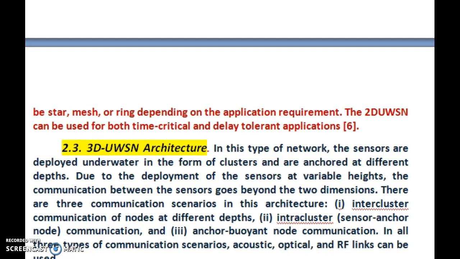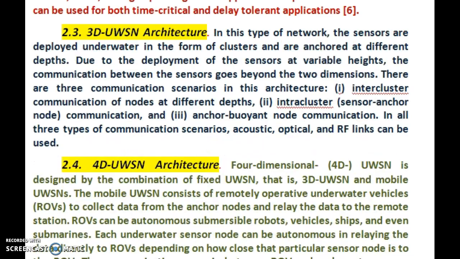Now the third one is the 3D UWSN architecture. In this type of network, the sensors are deployed underwater in the form of clusters and are anchored at different depths. Due to deployment of sensors at variable depths, the communication between the sensors goes beyond two dimensions. There are three communication scenarios in this architecture. First is inter-cluster communication of nodes at different depths. Second is intra-cluster sensor and anchor node communication. And third is anchor and buoyant node communication. In all three types of communication scenarios, acoustic, optical and RF links can be used.